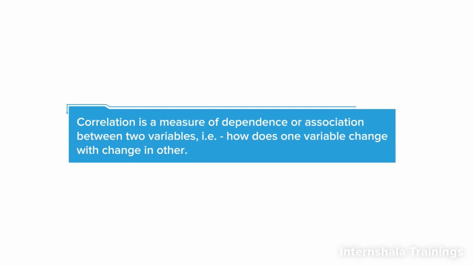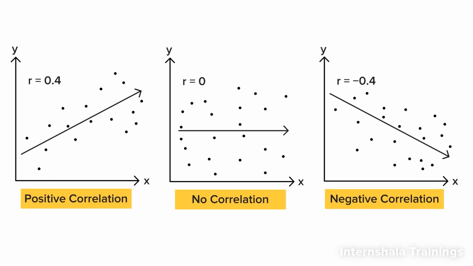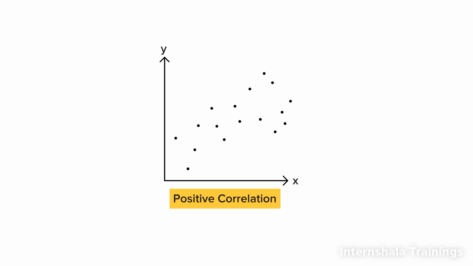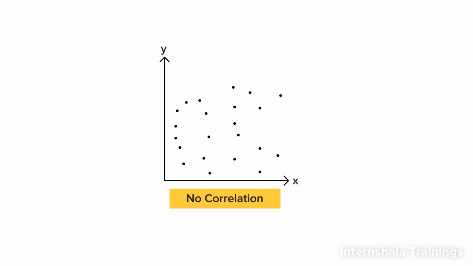Correlation is a measure of dependence or association between two variables. That is, how does one variable change with the change in the other? Most often, it refers to how close two variables are to having a linear relationship with each other. The correlation between two variables can be positive, negative, or zero. A positive correlation means that if one variable increases, the other increases too, while a negative correlation means that with an increase in the value of one variable, the other variable decreases, while a zero correlation means that changes in one variable with respect to the other variable are random and there is no pattern.